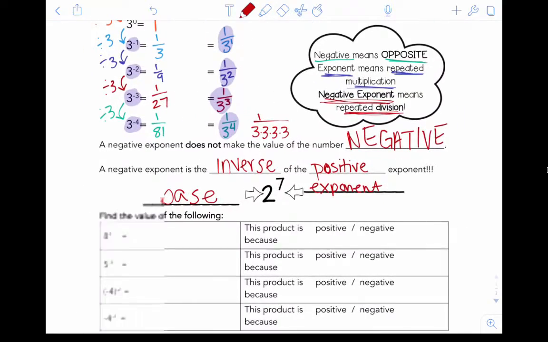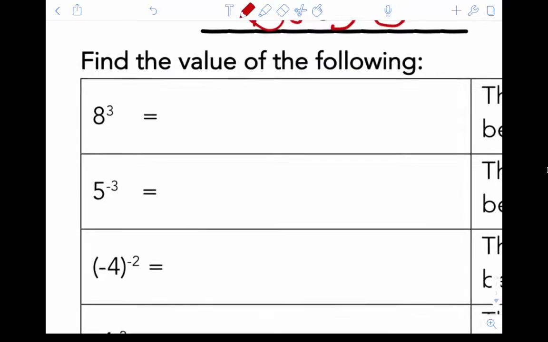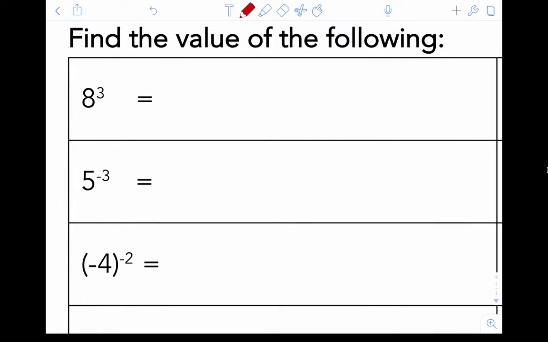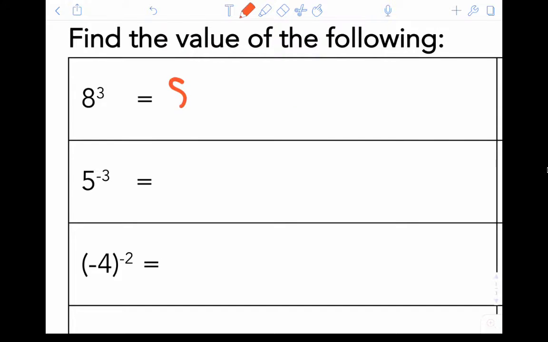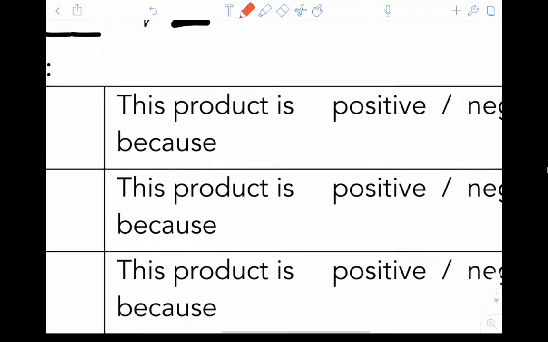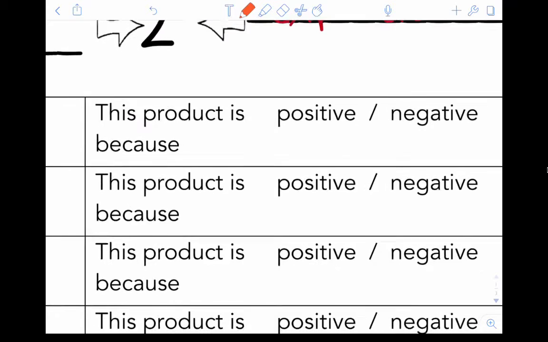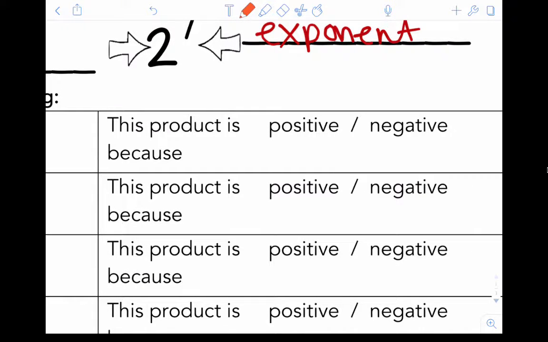So now let's do some examples. First I have 8 to the 3rd. Well, 8 to the 3rd is repeated multiplication. It's just 8 times 8 times 8, which is 512. If I move over to the other side of this table, it says I choose whether this is positive or negative. This is a positive number, and it's positive because the base is positive.